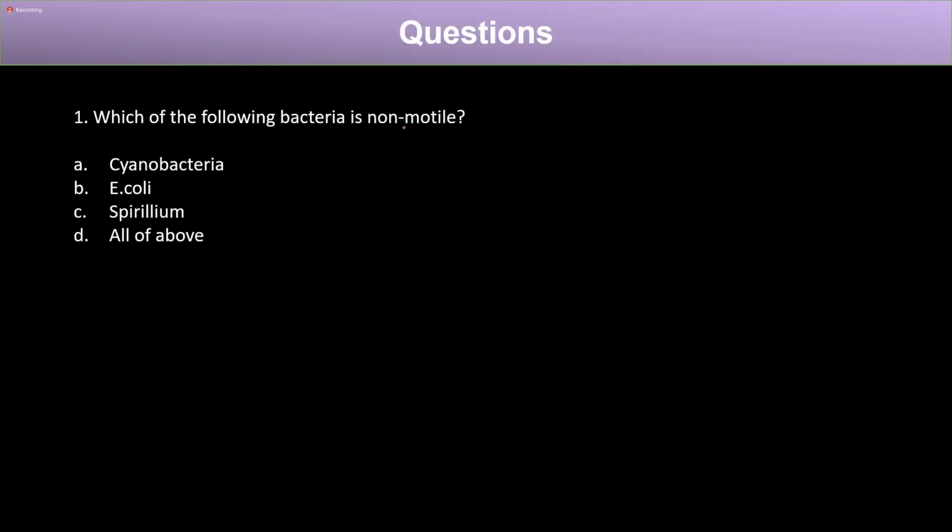The first question is, which of the following bacteria is non-motile? The non-motile bacteria will be the ones that do not have flagella, right? If you remember, I told you in the previous slides that cyanobacteria do not have flagella. Apart from this, E. coli and Spirillum have flagella. So the cyanobacteria are the non-motile bacteria.